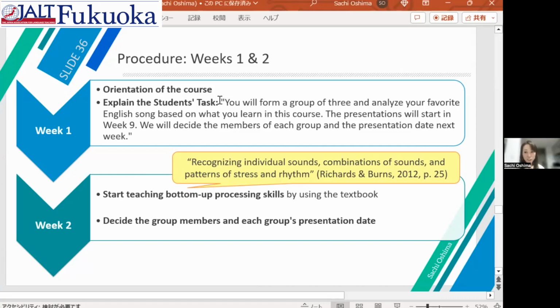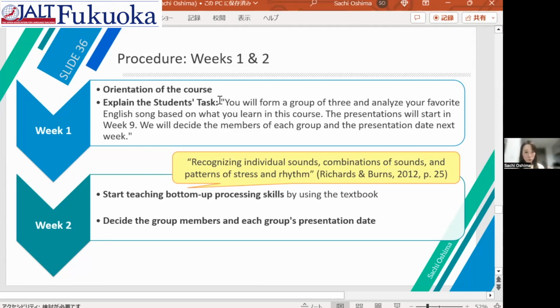Okay, so everyone, you will form a group of 3 and analyze your favorite English song based on what you learned in this course. The presentation will start in week 9. We will decide the member of each group and the presentation date next week. So please think of it. The number of students is 30, so I would like to make 10 groups.